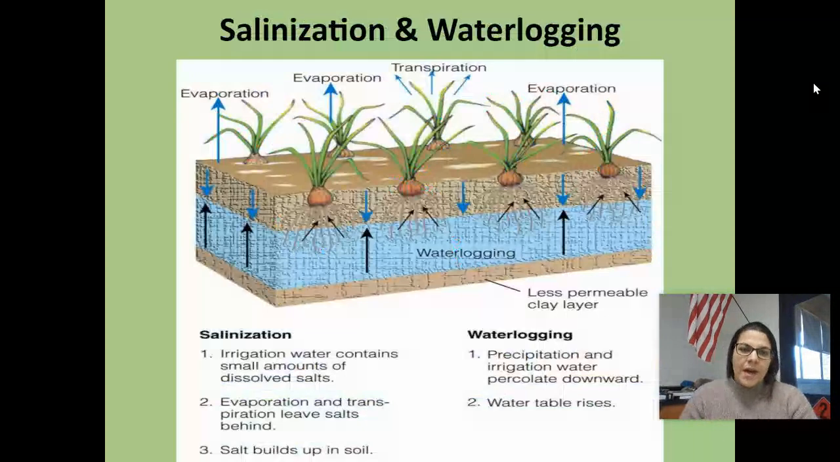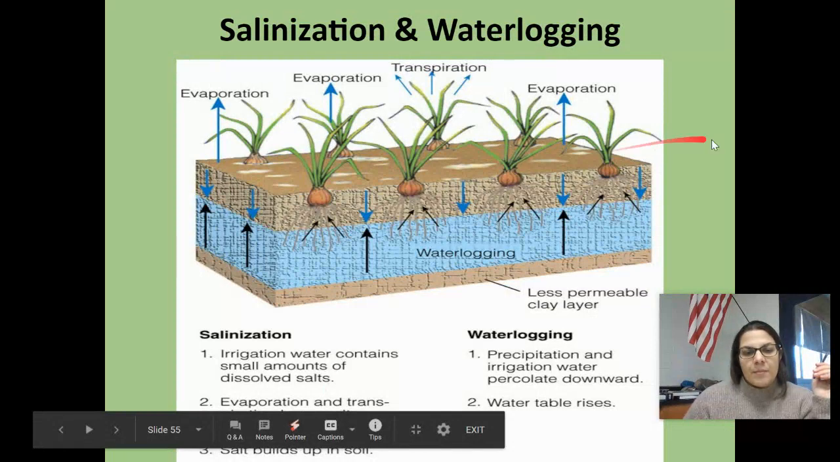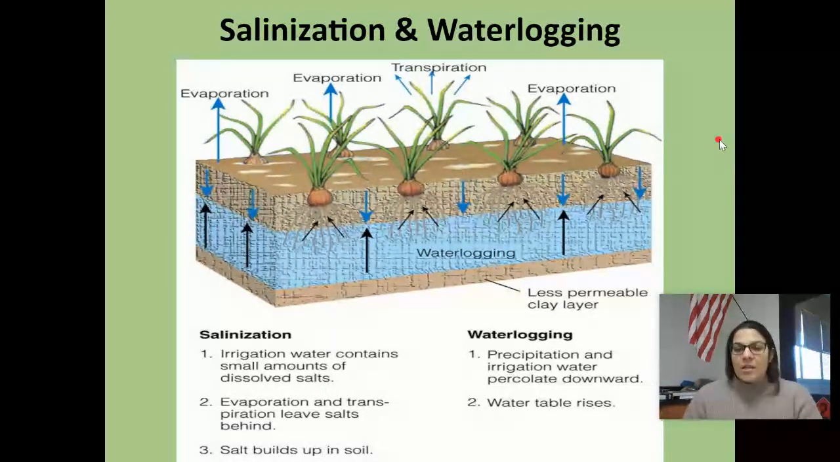One of the big issues that we have is salinization, which is the soil becoming too salty. Here you can see the steps of salinization. Irrigation water contains small amounts of dissolved salts, especially in the Midwest where this irrigation water is being pumped up from groundwater. There are a lot of minerals in it, and there's a higher salt content. It's not like the ocean or anything, but you have a lot of minerals that actually impede the absorption of nutrients as well.